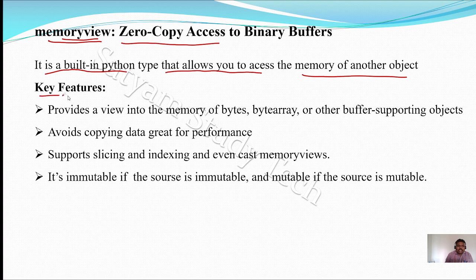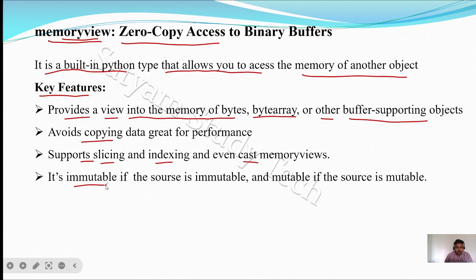What are the key features of memoryview? It provides a view into the memory of bytes, bytearray and other buffer-supporting objects, and it avoids copying data, so it can improve performance. It supports slicing and indexing, and even cast memoryview is supported. It is immutable if the source is an immutable type.